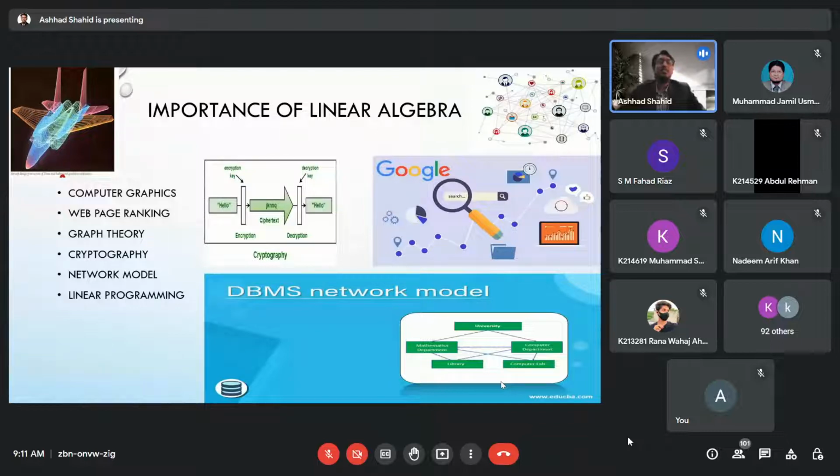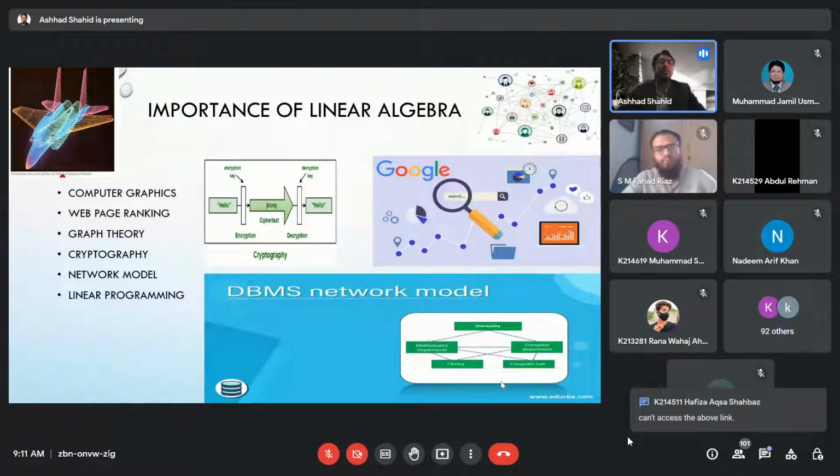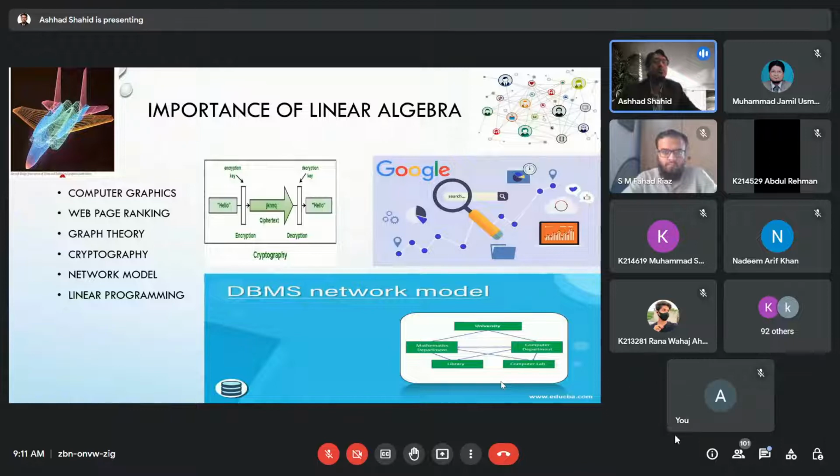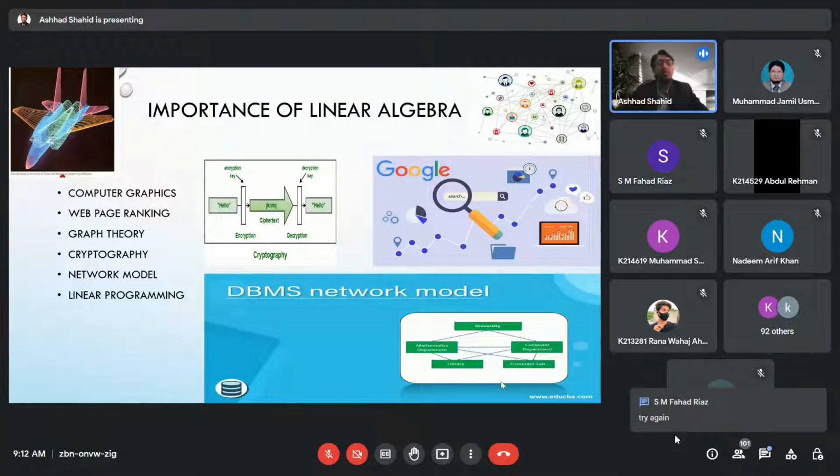Linear programming was extensively used in World War II also. It was invented by Dantzig, I guess. If I'm wrong, Sir Basit, please correct me. Dantzig is the person who invented linear programming, and it was extensively used in World War II to deal with government transportation, allocation, scheduling, and deployment of armed personnel, and so on, so that the cost is minimized.